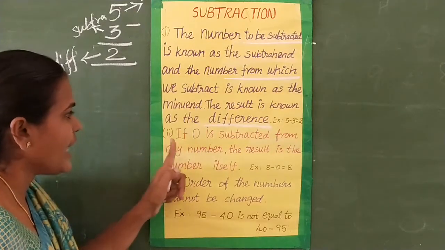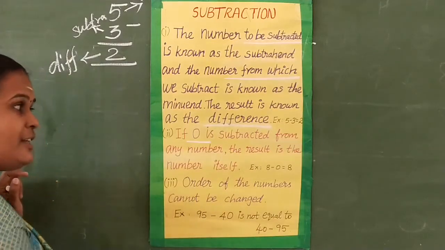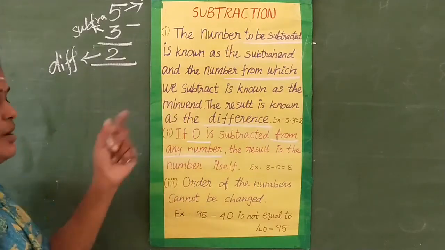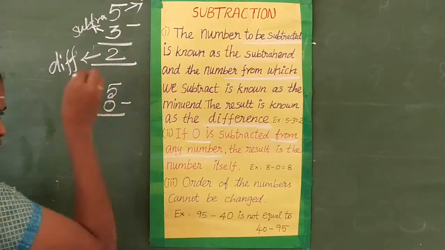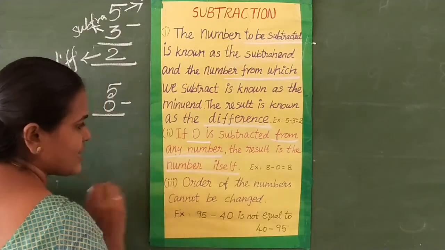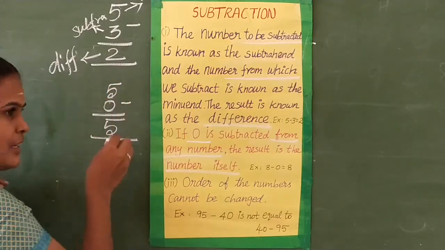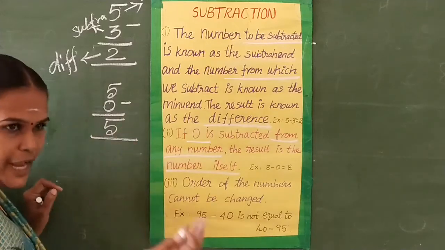Second concept, if 0 is subtracted from any number, so 5 minus 0. Subtracted from any number, the answer is the number itself. That means your answer is the same. 5 minus 0 means 5. 8 minus 0, 8. 10 minus 0, 10.